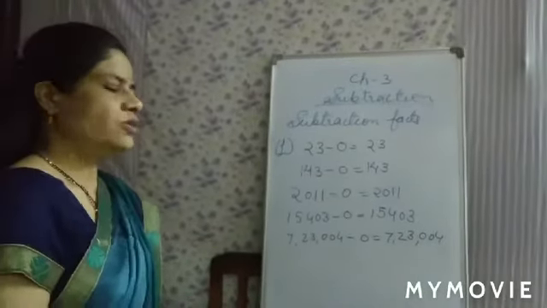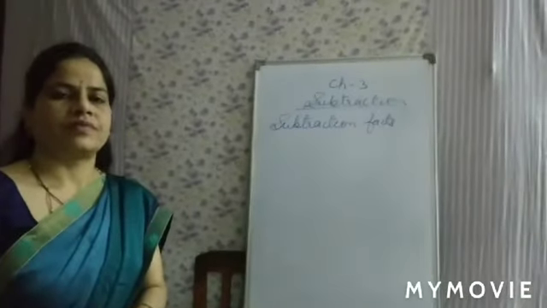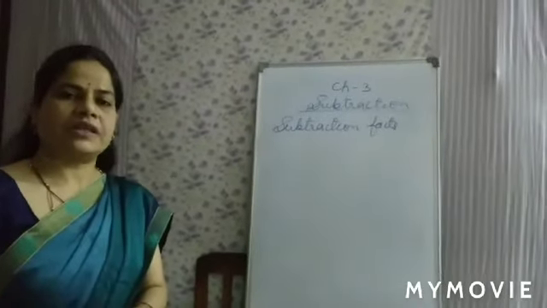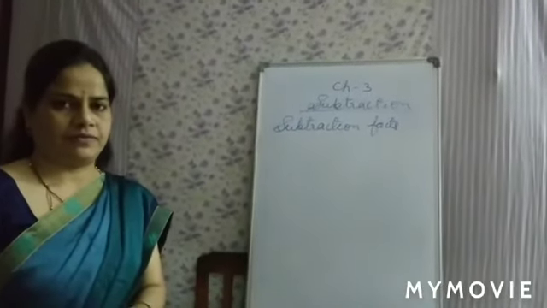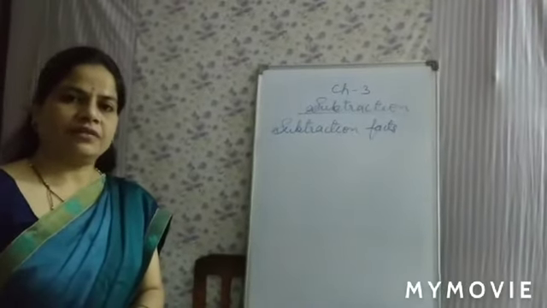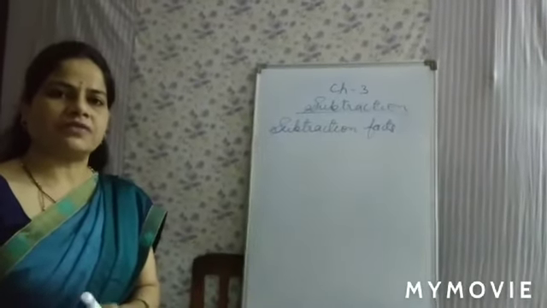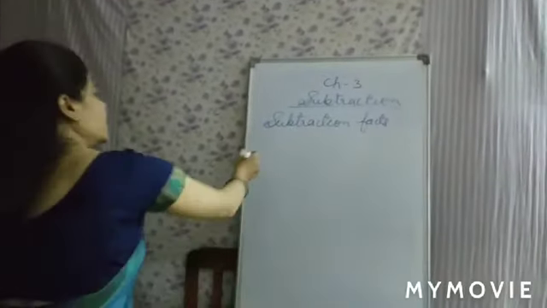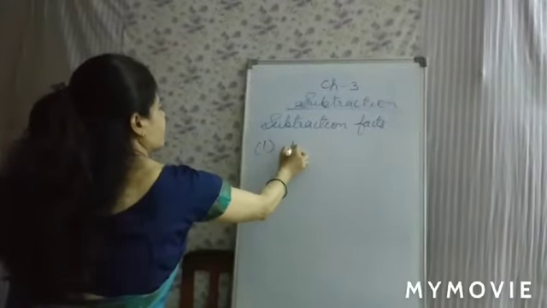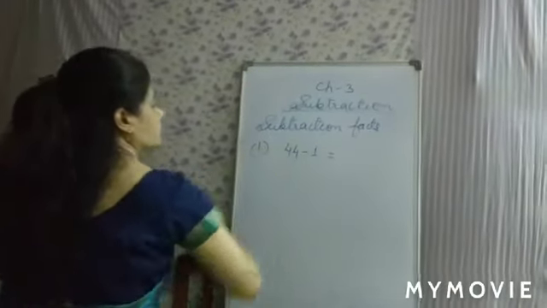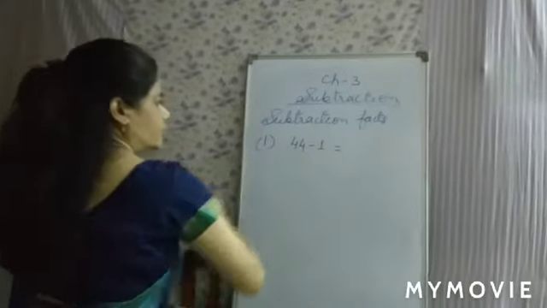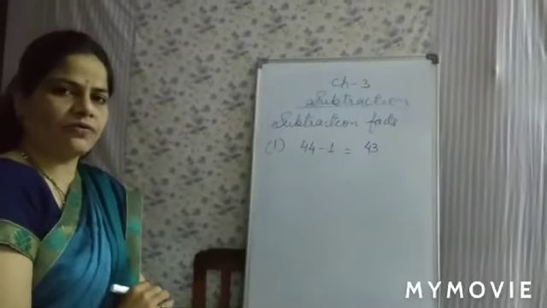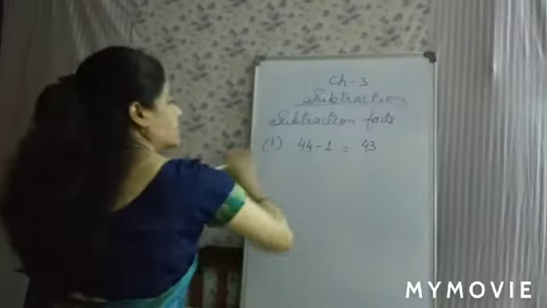Okay. Now second fact. When 1 is subtracted from any number, we will get the predecessor of that number. Okay, I am repeating again. When we subtract 1 from any number, we will get the predecessor, means the previous number of that number. Suppose, first example, 44 minus 1. Here I am subtracting 1 from 44. So what will you get here? 43. Which is the predecessor of 44. 43 is the previous number of 44.